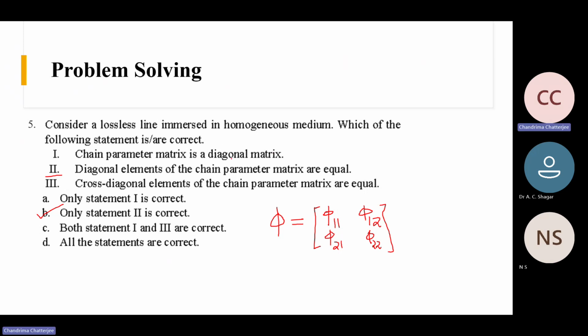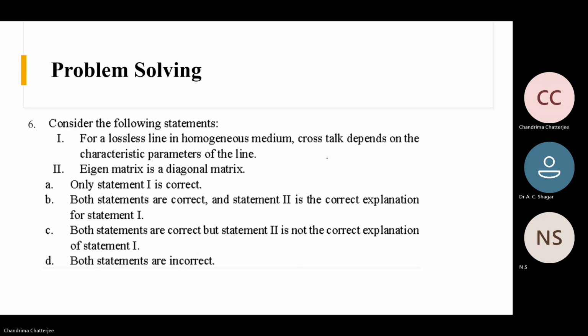The chain parameter matrix is not a diagonal matrix. Why? Because in a diagonal matrix, except for the main diagonal elements, all the other elements are zero. But here that is not the case. So this is not a diagonal matrix, and the statement that the cross diagonal elements are equal is also not true. Okay, so next question.